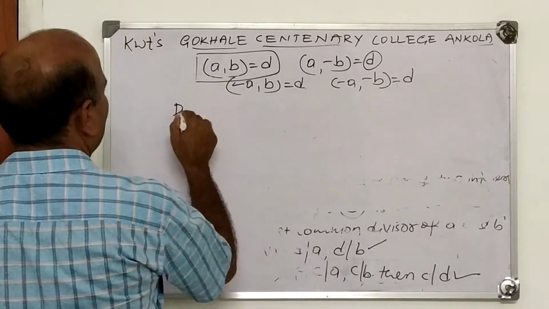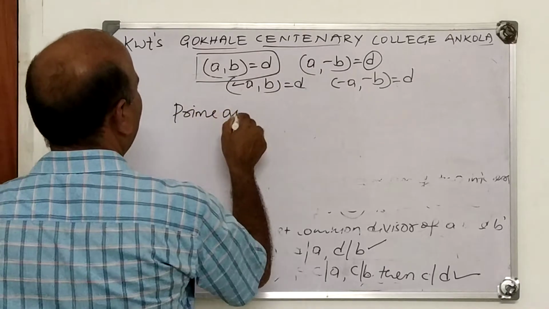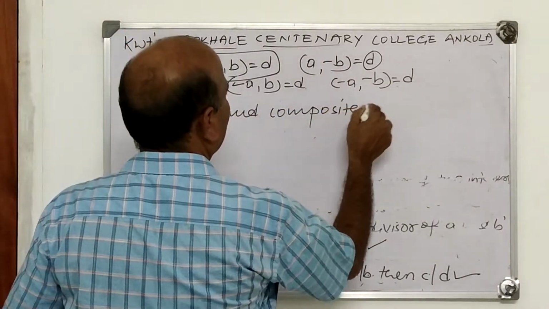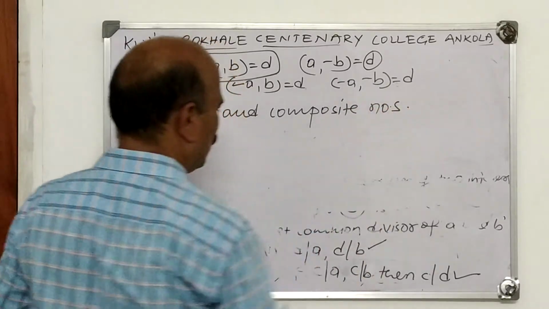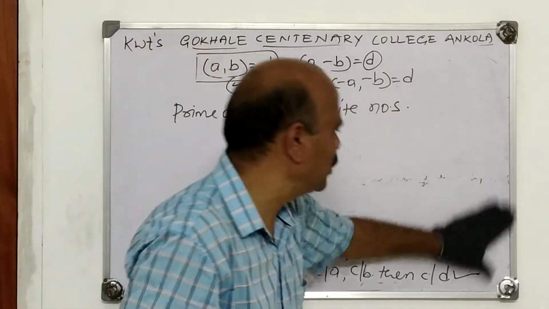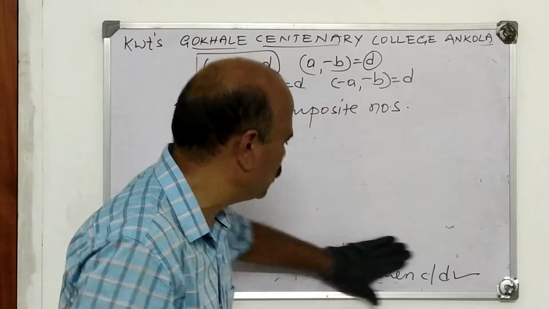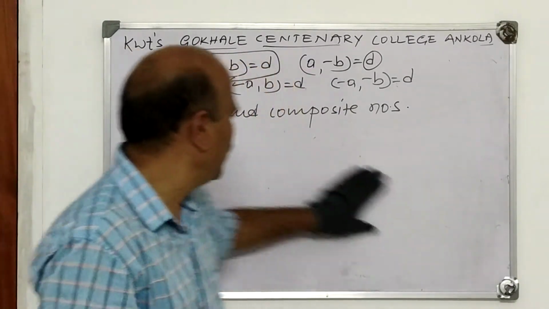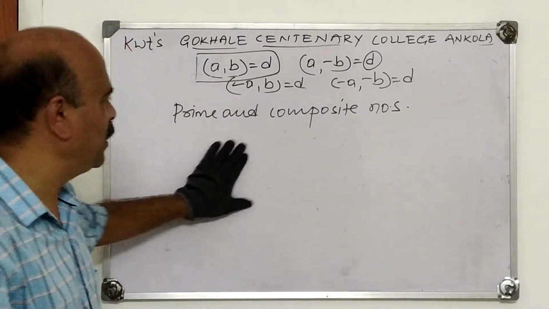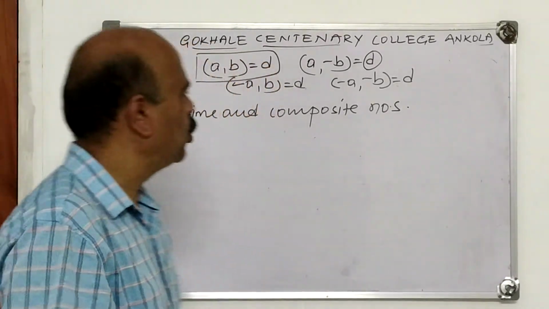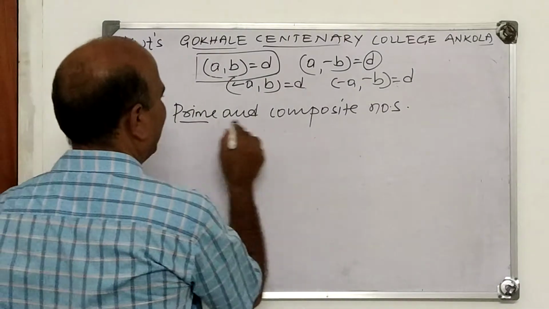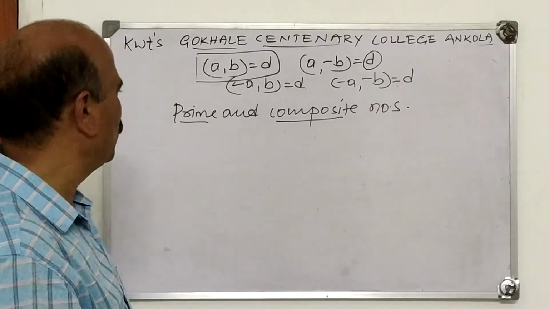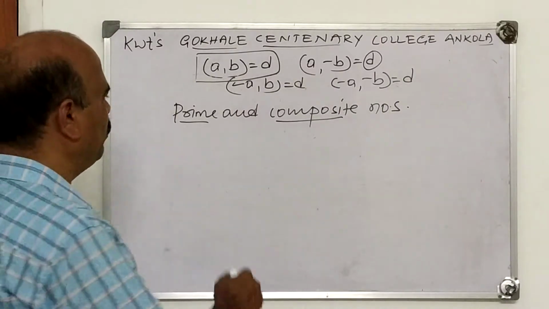Next is prime and composite numbers. I think all of you are familiar with these numbers: prime number, composite number, and so on. But anyway, in the theory of numbers, in the next topics, we use these often: prime number, composite number, relatively prime numbers, and so on. Therefore, let me explain again what a prime number is.